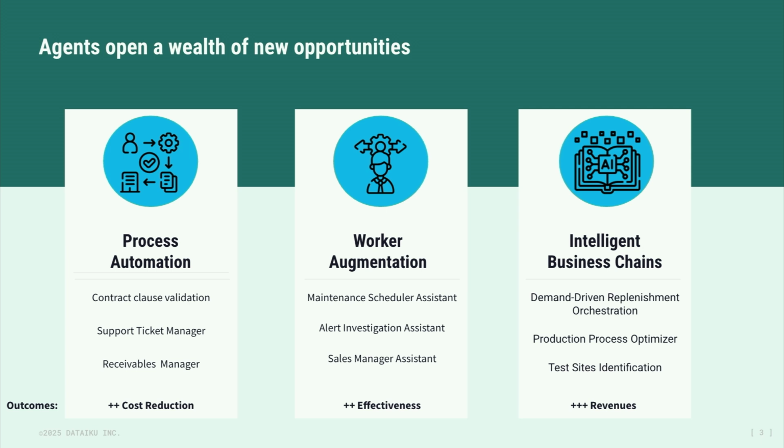And we believe that we'll see more of this as well across different types of departments, from sales management assistants, maintenance schedulers, adding to the productivity and effectiveness of different workers. And we're also seeing now agents being able to intelligently predict and apply business chains to ultimately drive more profitability and more revenue for organizations, almost as like an intelligent reasoner across different business segments, especially with more complex multi-chain scenarios for use cases like demand-driven replenishment orchestration, production process optimization, and more.